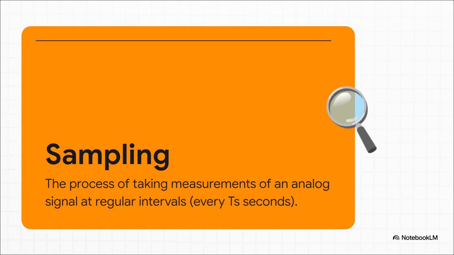So, first up, sampling. Just picture a smooth, continuous sound wave. What sampling does is it takes a measurement of that wave's height, or its amplitude, at very, very regular intervals. We're talking thousands of times a second. So what you're left with isn't a smooth wave anymore, but a whole series of individual measurements or pulses.